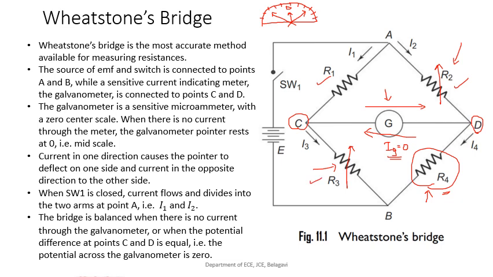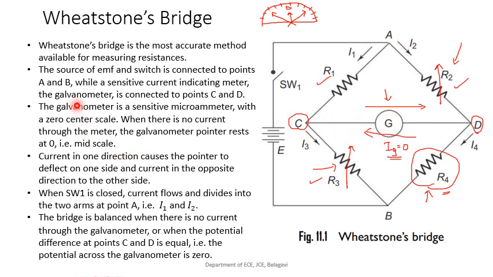So just try to understand. Now one more point: if the current through this galvanometer is 0, then it indicates that the potential at this C point and the potential at this D point are the same. That is the reason the current through this galvanometer is 0. So this is a thing you have to understand.